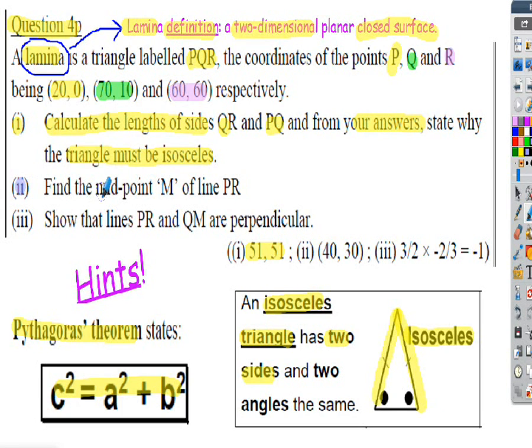Part 2 of the question wants you to find the midpoint, they've labelled it M, of line PR. That's a question of averaging the y coordinates for the line and averaging the x coordinates for the line.